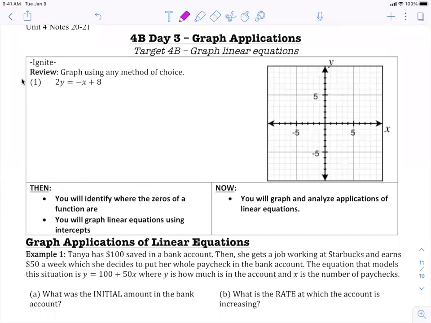All right, today we're going to be graphing applications of linear equations. Before we get in today, as always, we are going to start with a quick review. For this first problem at the top, you can choose any method that you would like, but I want you to graph 2y equals negative x plus 8. Pause your video now and give it a shot.